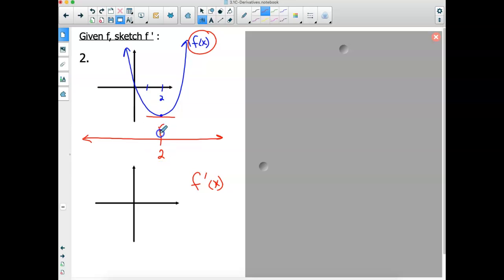To the left of that flat, I'm decreasing, which means my slopes are negative. To the right of that flat, I'm increasing, meaning my slopes are positive. Well, how do I graph that? Well, if I have a flat at 2, I have an x-intercept at 2.